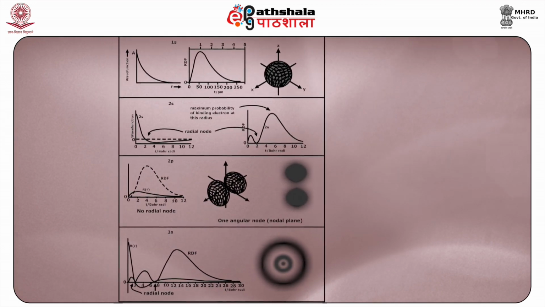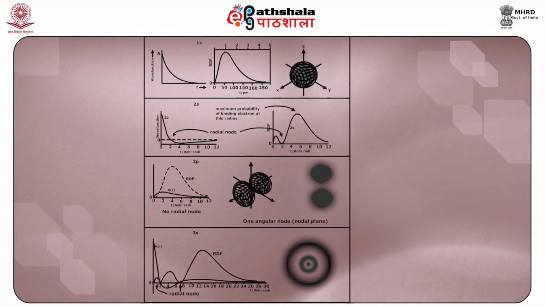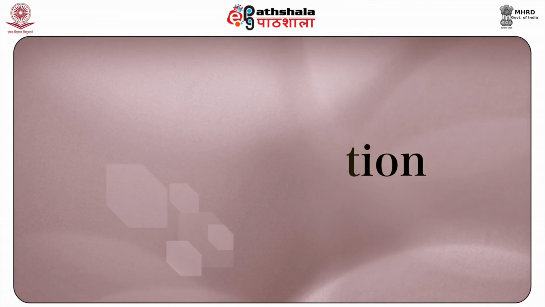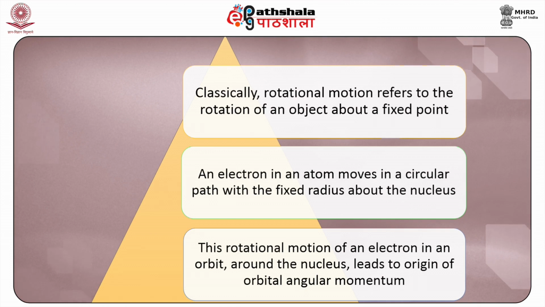The various atomic orbitals represented in a hydrogen atom. Next, we are going to define orbital motion. Classically, rotational motion refers to the rotation of an object about a fixed point. An electron in an atom moves in a circular path with a fixed radius about the nucleus. This rotational motion of an electron in an orbit around the nucleus leads to the origin of orbital angular momentum.